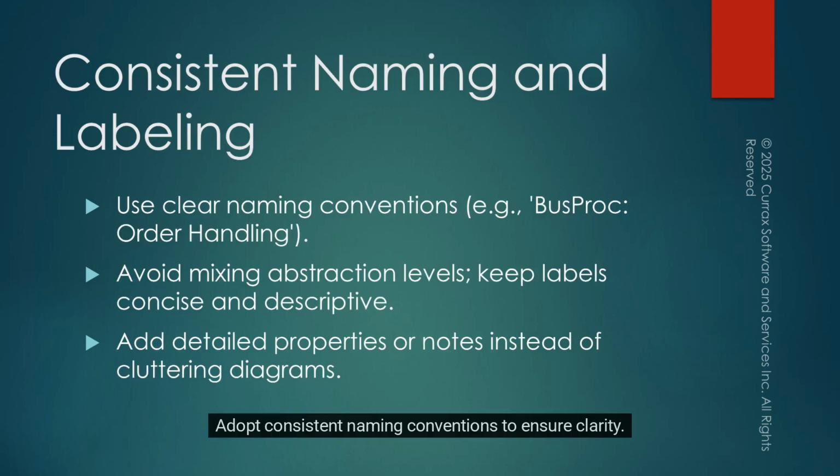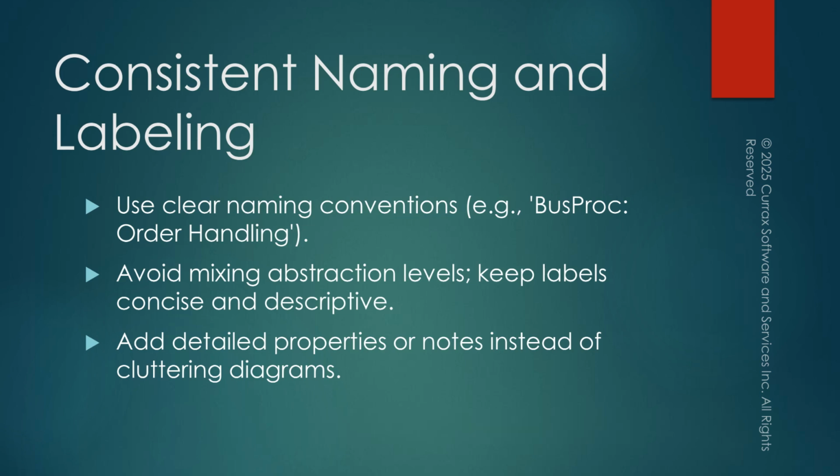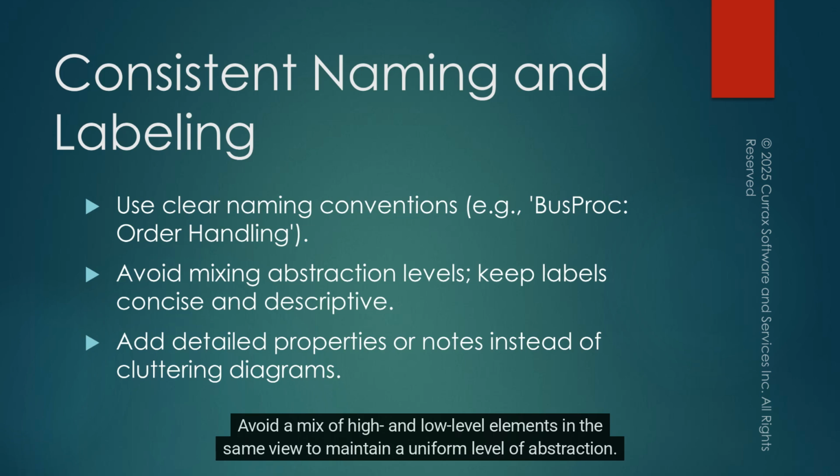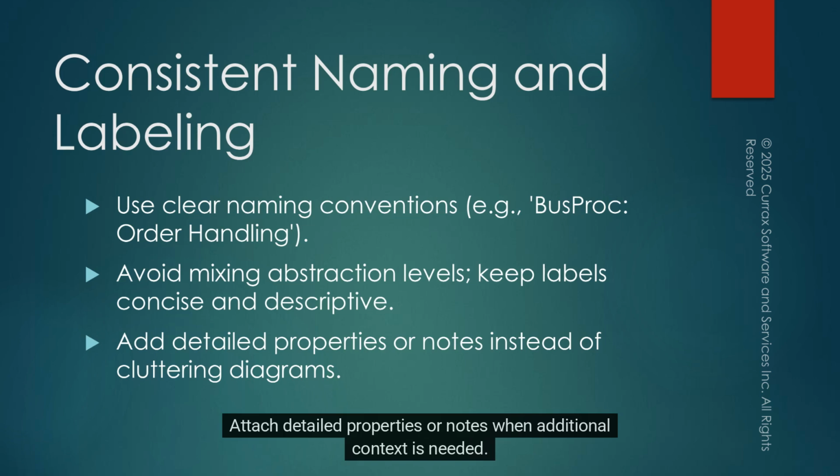Adopt consistent naming conventions to ensure clarity. For example, prefix names with the layer or viewpoint, for example, bus proc order handling. Avoid a mix of high and low-level elements in the same view to maintain a uniform level of abstraction. Attach detailed properties or notes when additional context is needed.